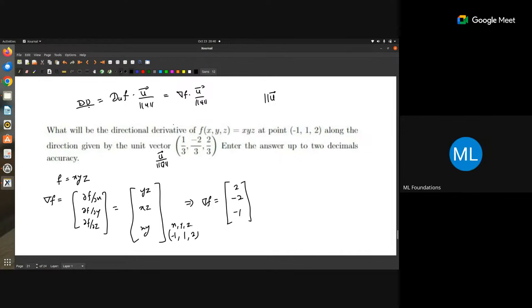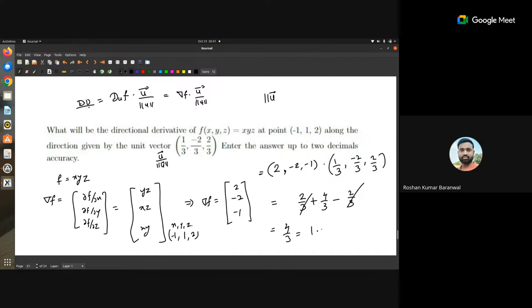Okay. So in this I have already been given the unit vector, so I'll just use the dot product. I'll write this in this format: 2, -2, -1, dot product with 1/3, -2/3, 2/3. So if I do the multiplication, 2/3, 4/3, plus -2/3, -2/3, -1 into 3. Okay, so this is my directional derivative.